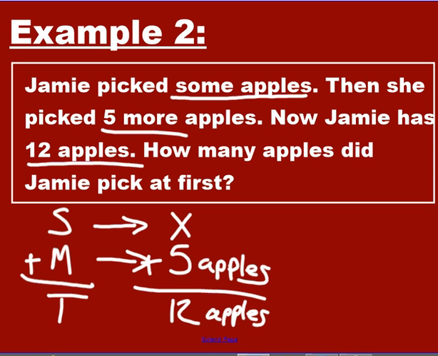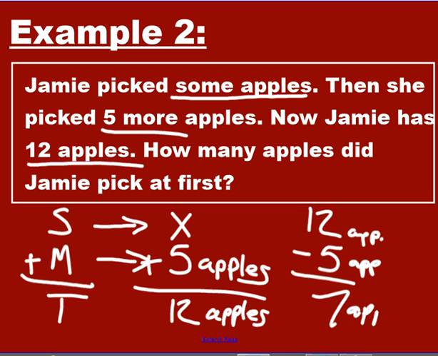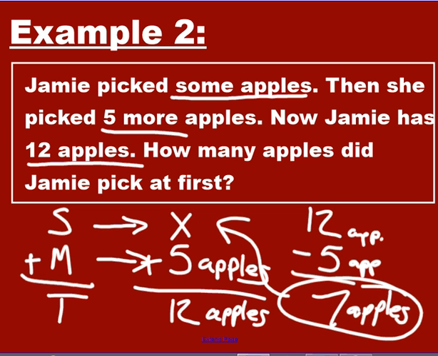So how do I solve for x? Subtract. 12 minus 5 apples equals 7 apples. I can check it by substituting it back in. Does 7 plus 5 equal 12? It absolutely does.